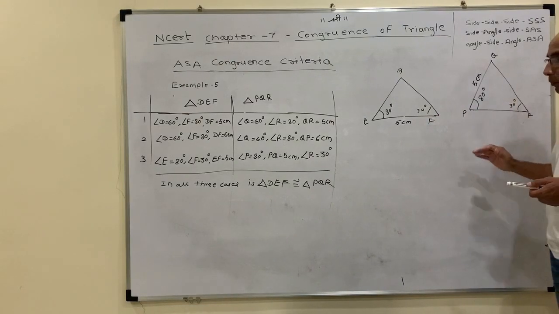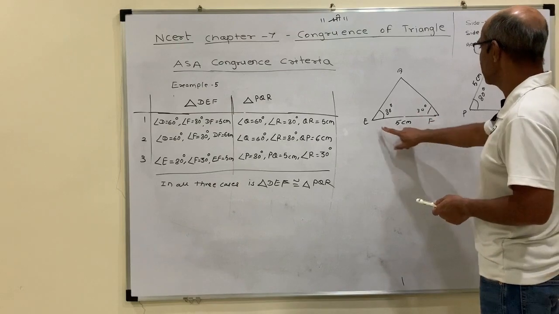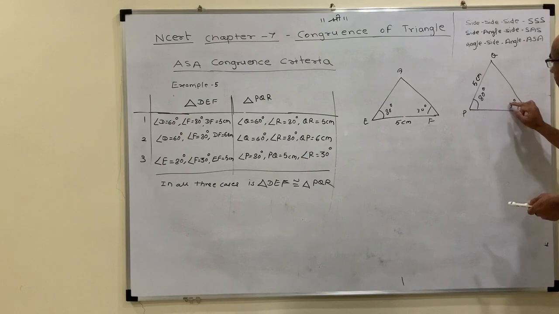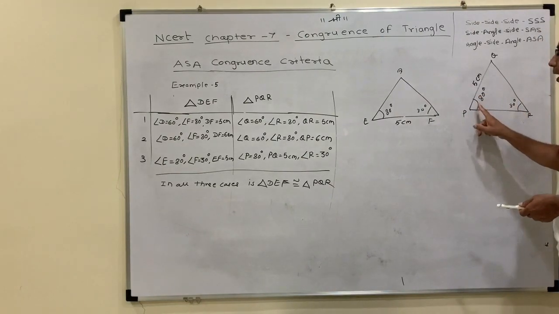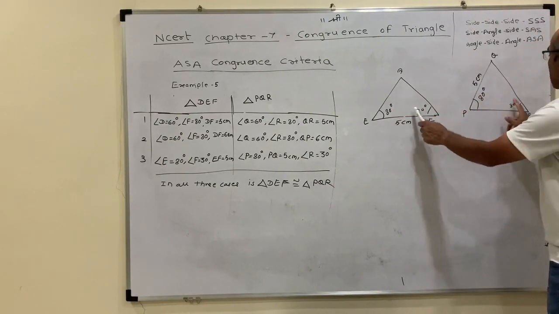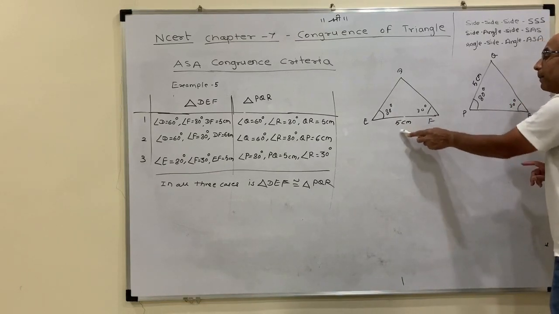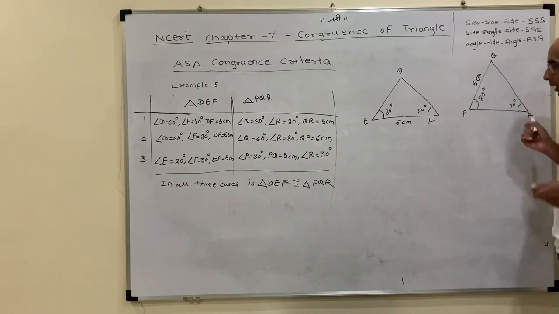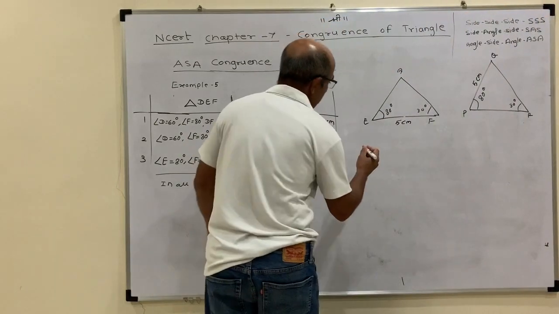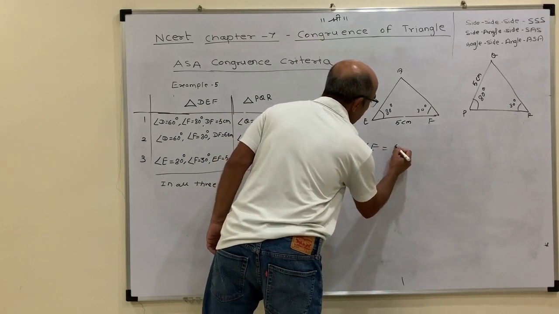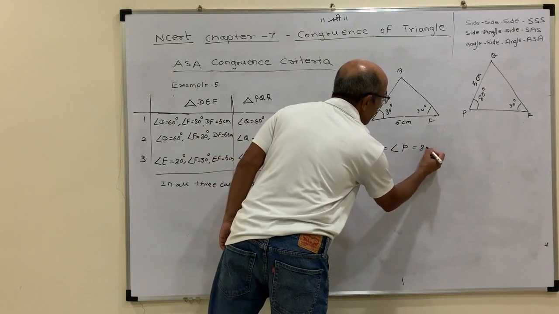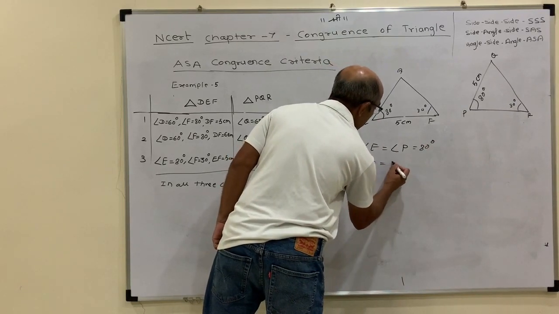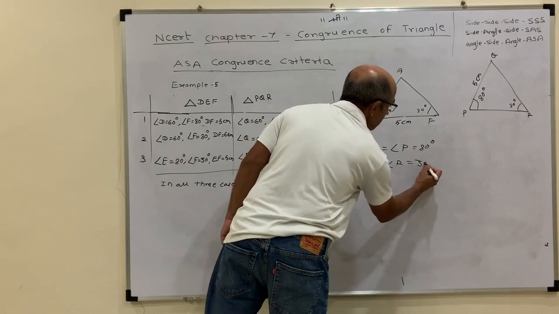But here again, the side which is EF is given here, and the angles are the same and have correspondence, but the side between them is not the same. We are not sure whether the side is the same. Therefore, we can say angle E is equal to angle P, which is 80 degrees. Angle F equals angle R, which is 30 degrees.